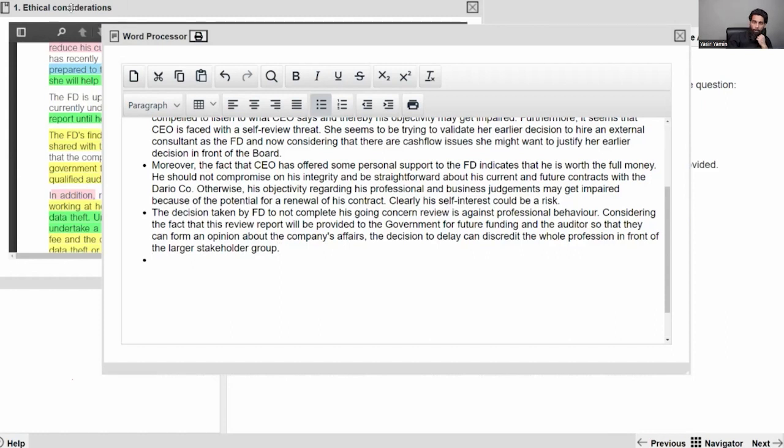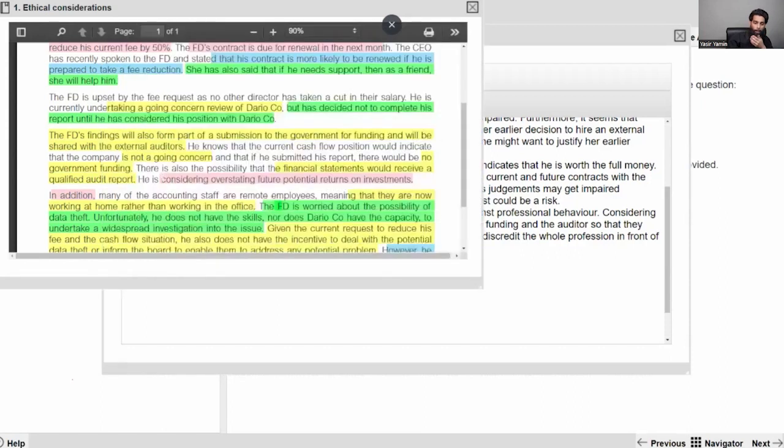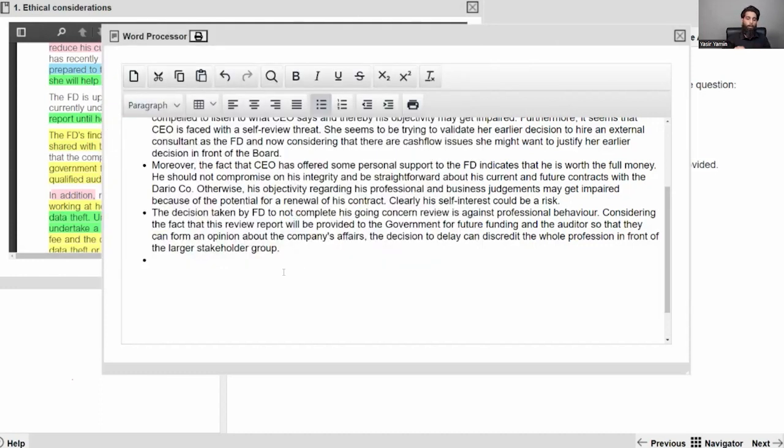Next point about artificial accounting. Yes, exactly, the ROI increase. So I remember that there was a case that he is considering overstating the future potential return on investments, blah, blah, blah. And somebody talked about advocacy. I would want to discuss advocacy here.